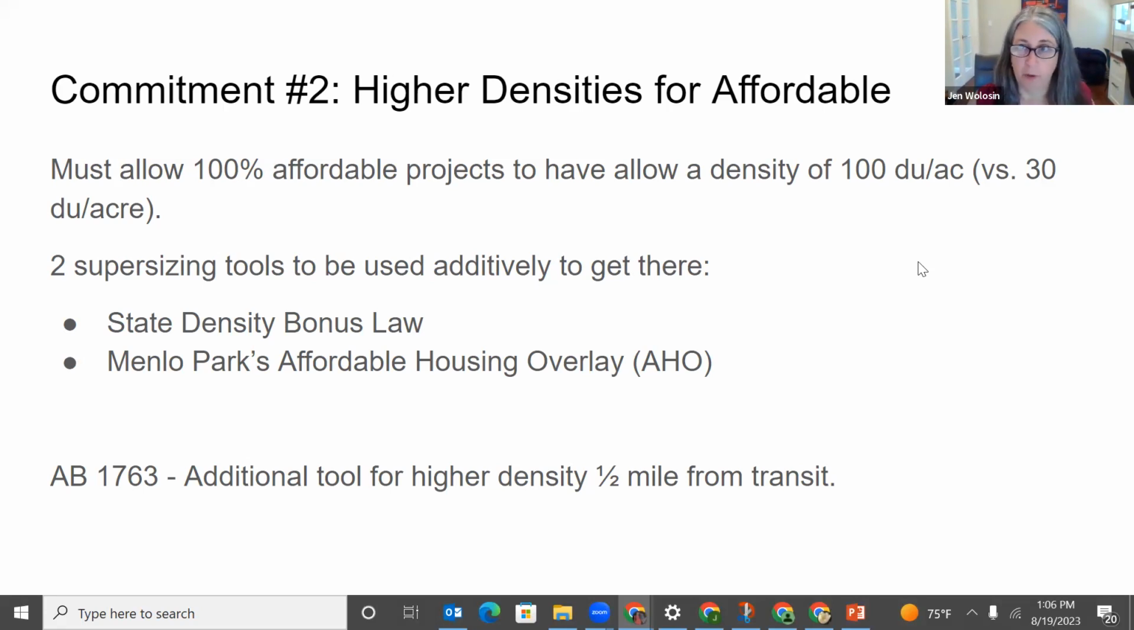And we've done that, and we're going to go over this by two what I'm calling supersizing tools. First is the state density bonus law, which is a state law which any development can use. And the other is our own Menlo Park affordable housing overlay. And these are two tools that we basically already committed to in the housing element that can be used to supersize these projects. There's a third tool for projects that are within 1/2 mile of transit, and that is through a state bill, Assembly Bill 1763, and we're going to talk about that as well.